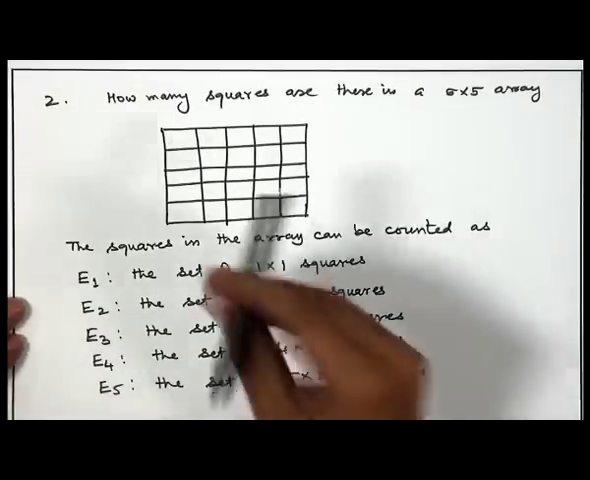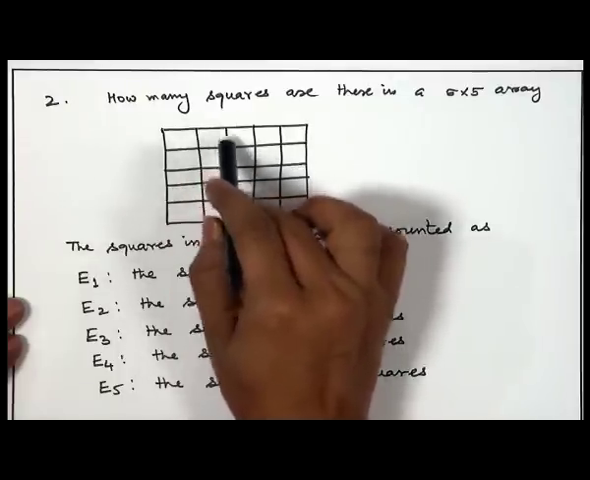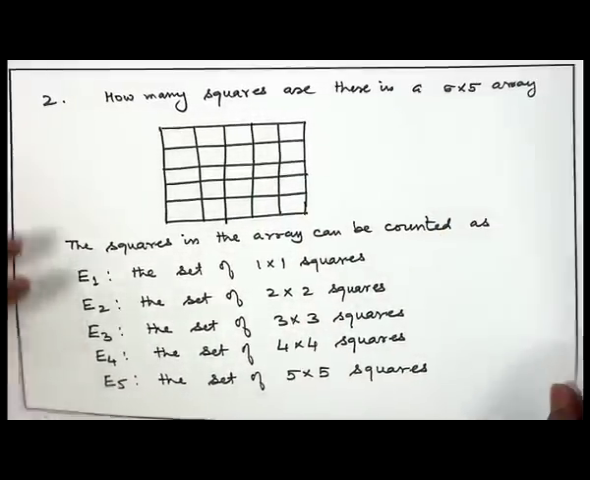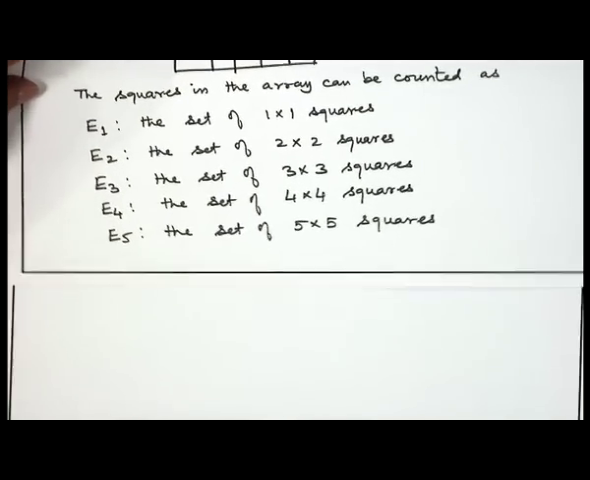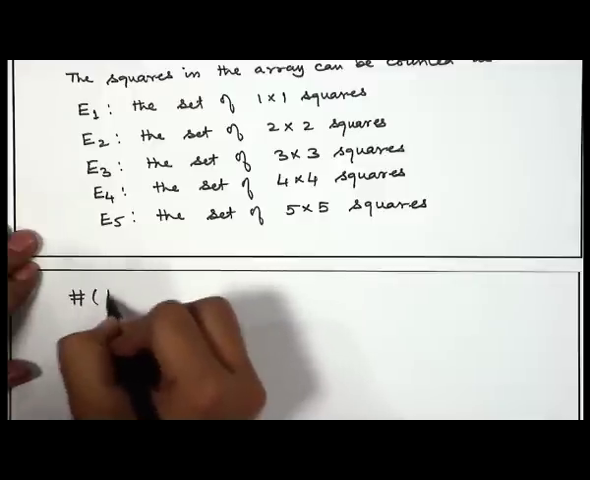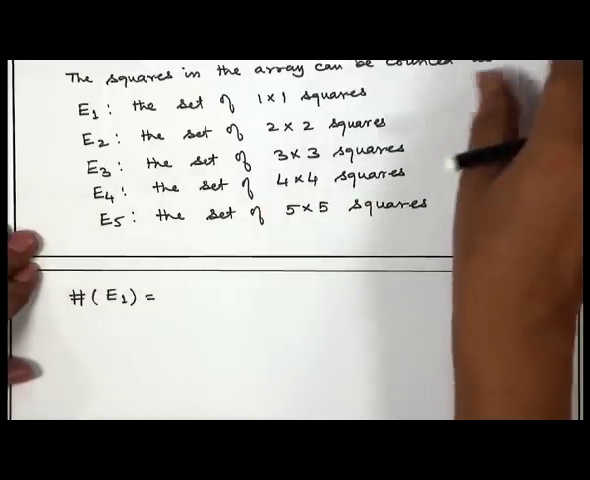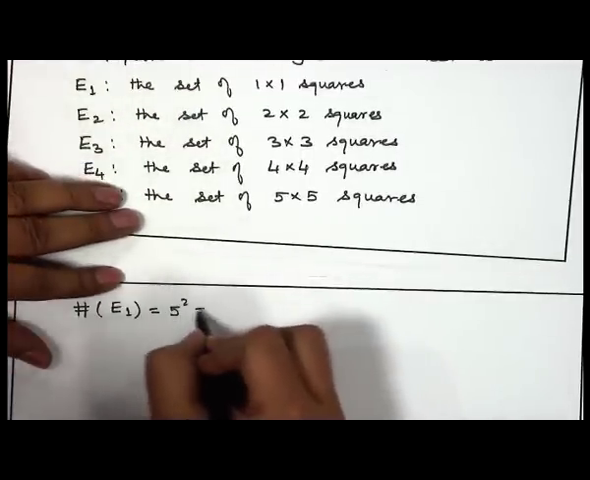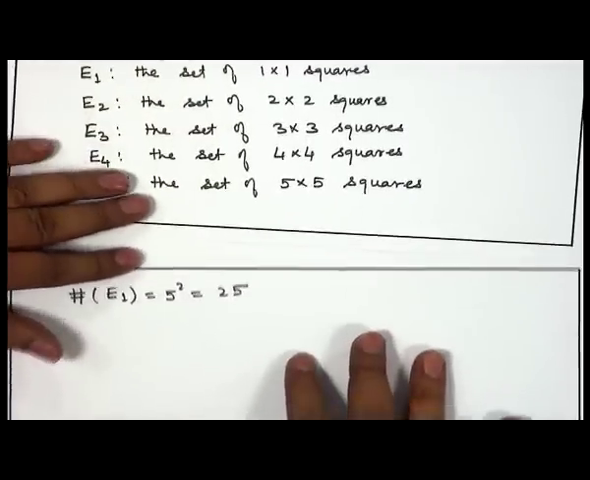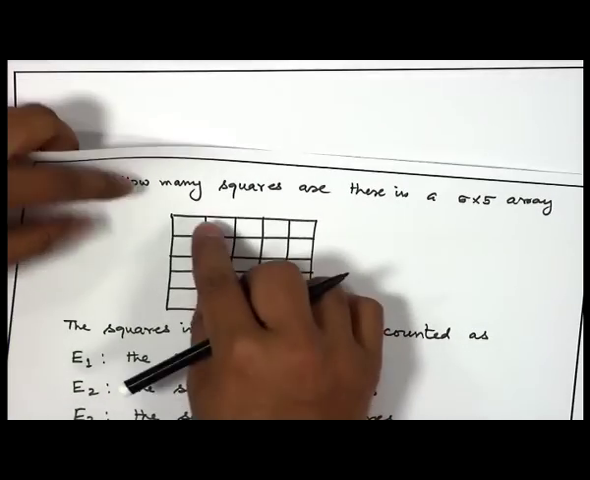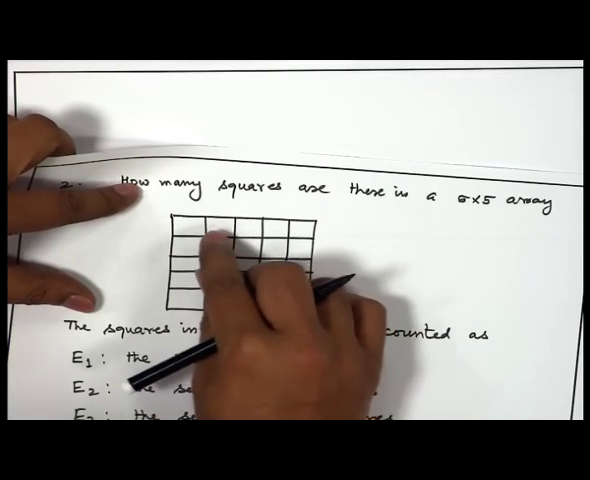So, let us just look at it. 1 by 1 square means each individual cell is a square. Okay. So, if we look at how many of these are there. So, if we consider the cardinality of E1, if it is a 5 by 5 array, then total 5 times 5, that is 25 1 by 1 squares are there. If we consider 2 by 2 squares, that means taking 2 at a time, then it is becoming.